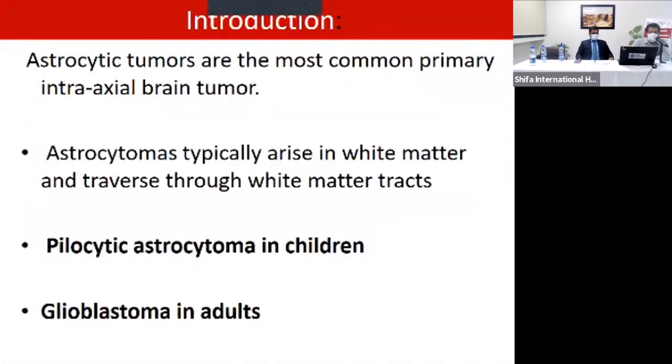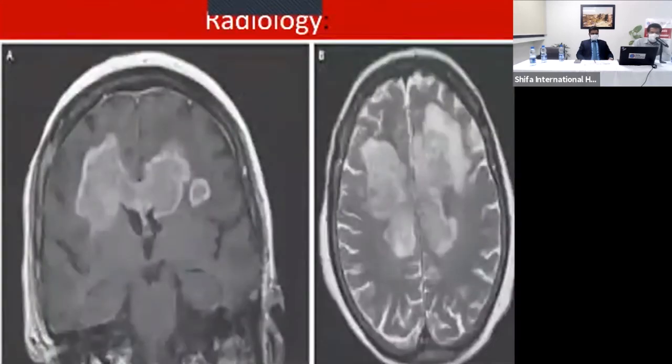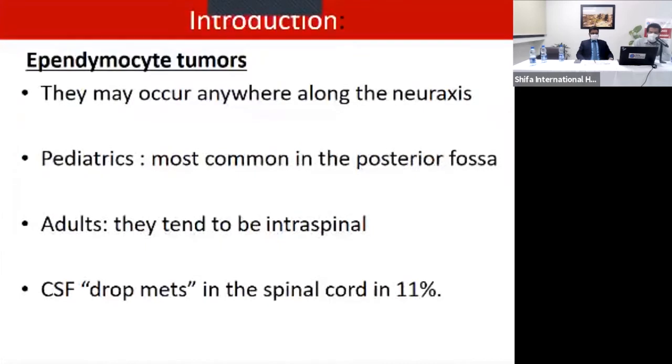So coming to a very brief discussion about the different types of tumors, coming to the astrocytic tumors, these are the most common primary intra-axial brain tumors. These typically arise in the white matter and traverse through the white matter tracts. Pilocytic astrocytoma is the most common in children, and glioblastoma is the most common in adults. So how do they spread? They may spread by mechanisms such as tracking through the white matter and CSF pathways, and rarely they metastasize or spread systemically. So this is an MRI of the brain showing a butterfly glioma that is involving both the hemispheres of the brain.